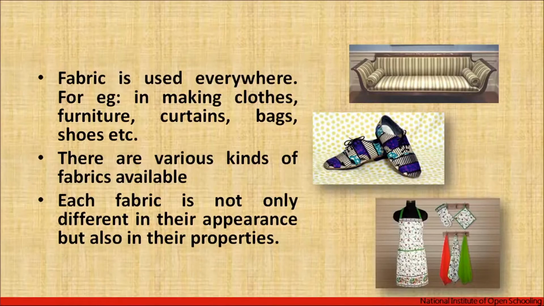Fabric is used everywhere. For example, in making clothes, furniture, curtains, bags, shoes, etc. There are various kinds of fabrics available in the market like cotton fabric in various forms like poplin, cambric, silk, wool, and shiny fabrics like brocades, etc., which are used for different purposes. Each fabric is not only different in appearance but also in its properties.